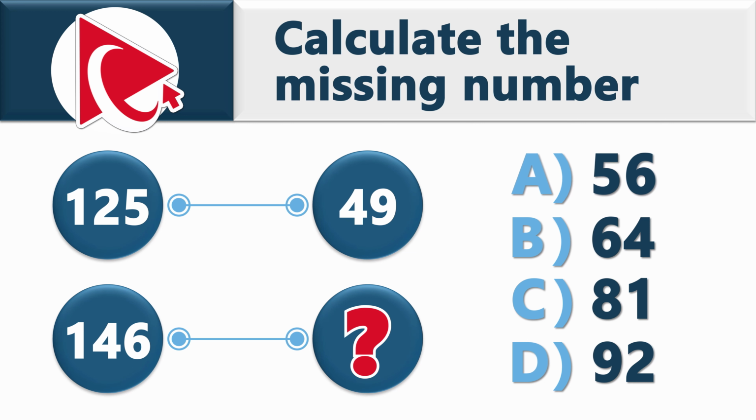Choice A, 56. Choice B, 64. Choice C, 81. And last but not least, choice D, 92. Take a close look to see if you can come up with the answer. Make sure to give yourself enough time, as the answer may not be obvious.